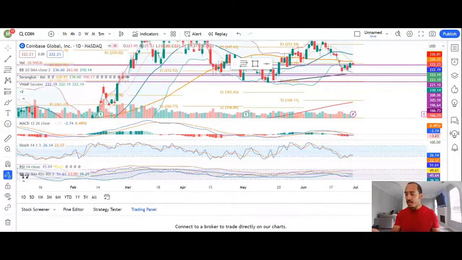So let's look at the overall market. Let's see what it's looking like. So let me pull up the VIX, which is the volatility index. Make sure y'all see what I'm looking at.